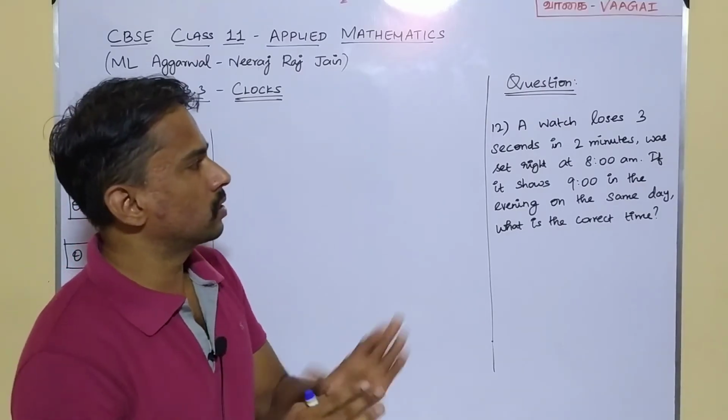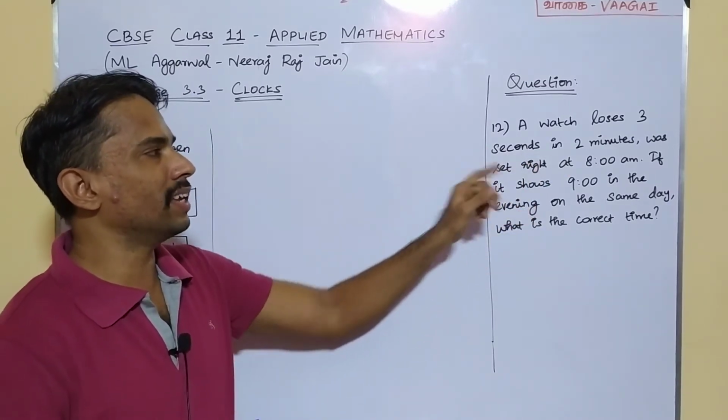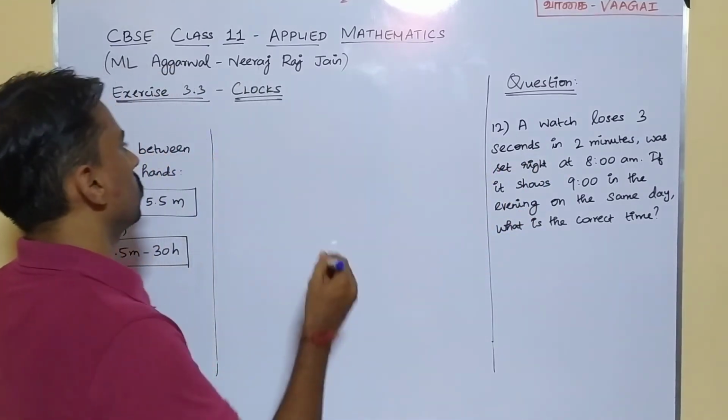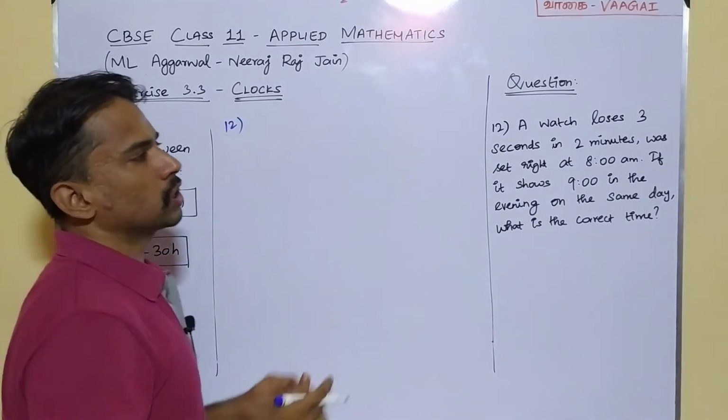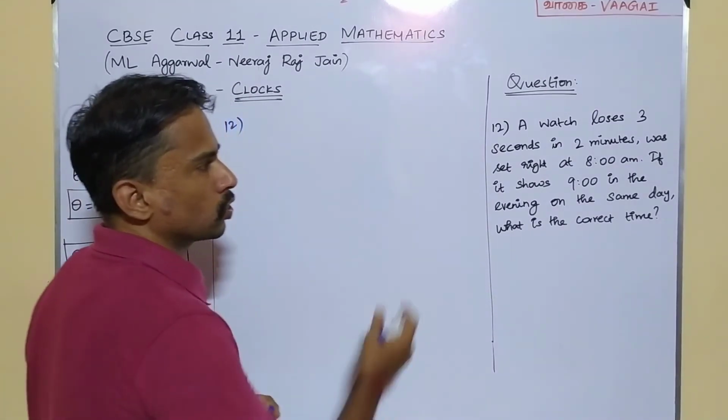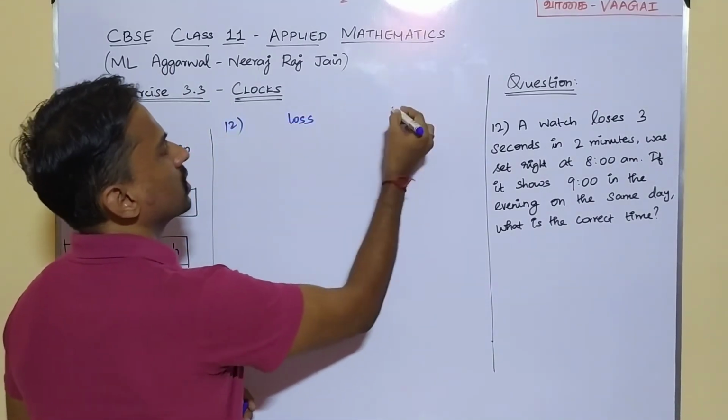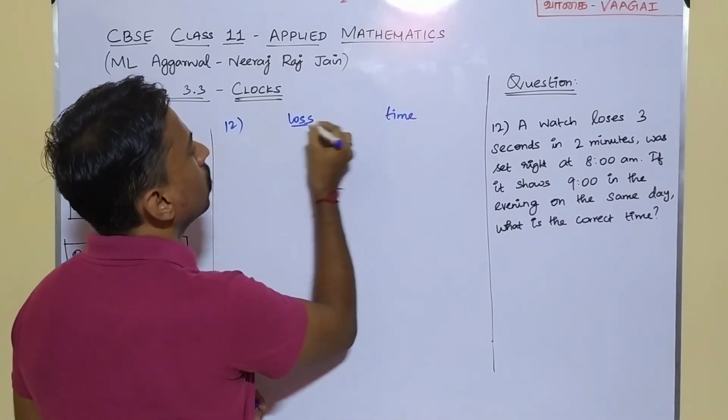Next, question number 12 with us. A watch loses 3 seconds in 2 minutes. So we'll note the information here. Question number 12. So this question is based on time losing. So loss, and for how much time? We will note it as usual.